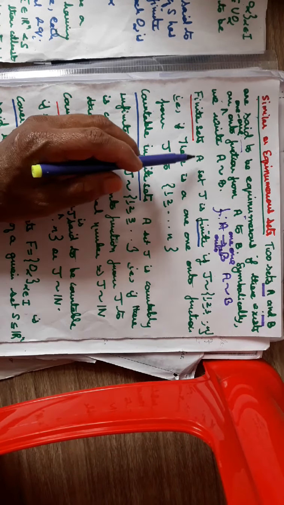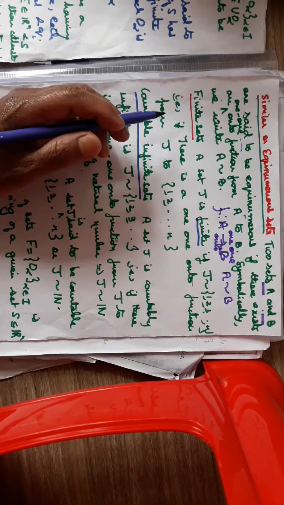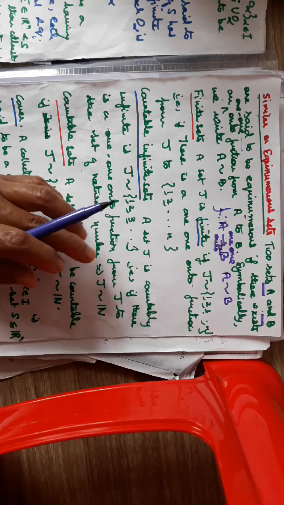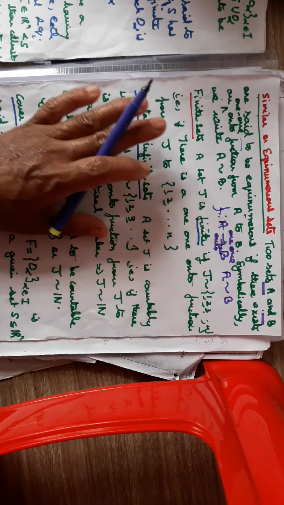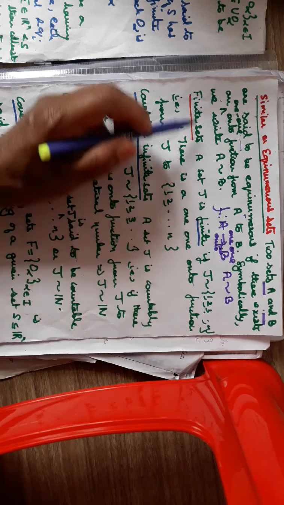Now, finite set. What is a finite set? So far we have defined a finite set as a set containing a finite number of elements. Actually, that is not the actual definition of finite sets.